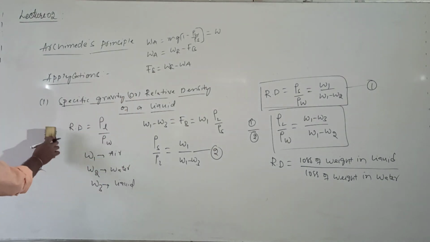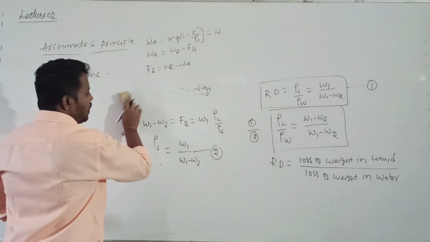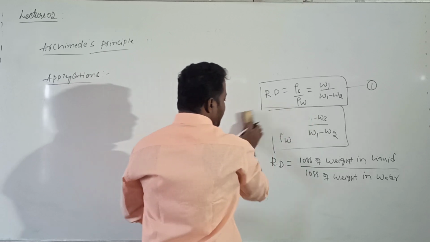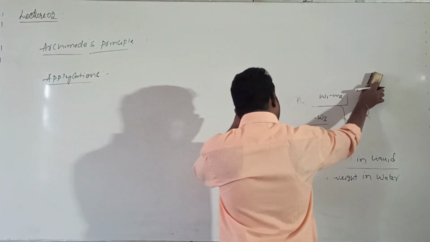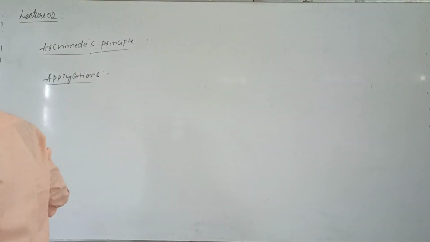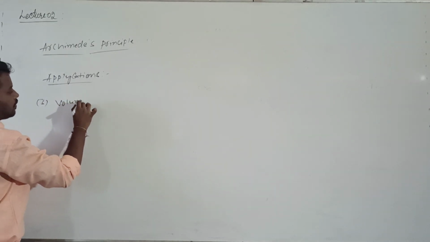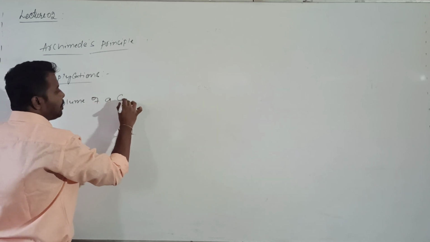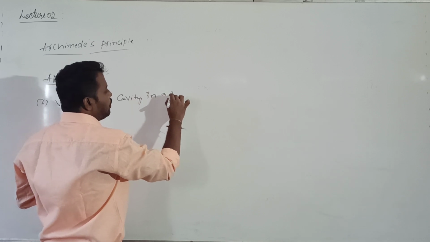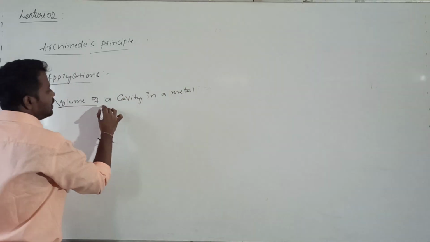And the third application. What about the third application of this Archimedes principle? We can find the volume of a cavity in a metal. The third application is for finding the volume of a cavity in a metal. This is the third application.